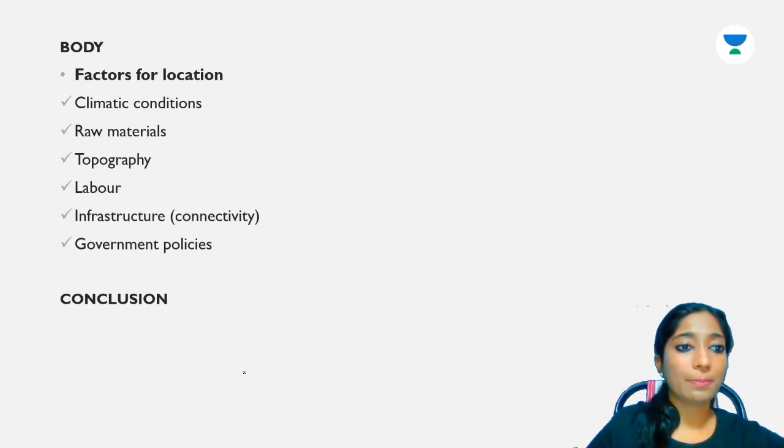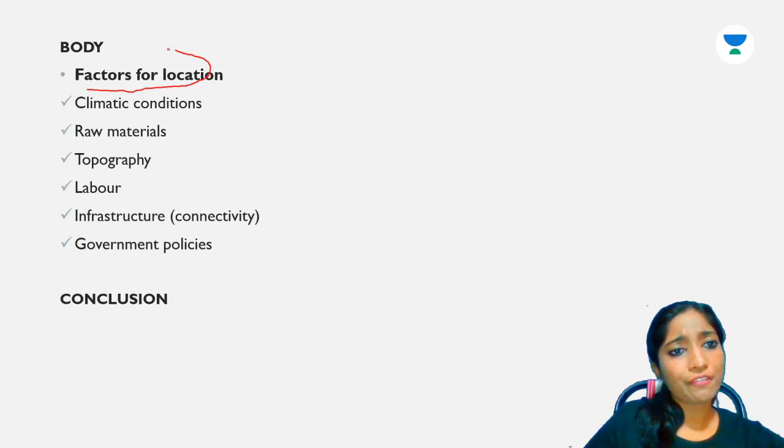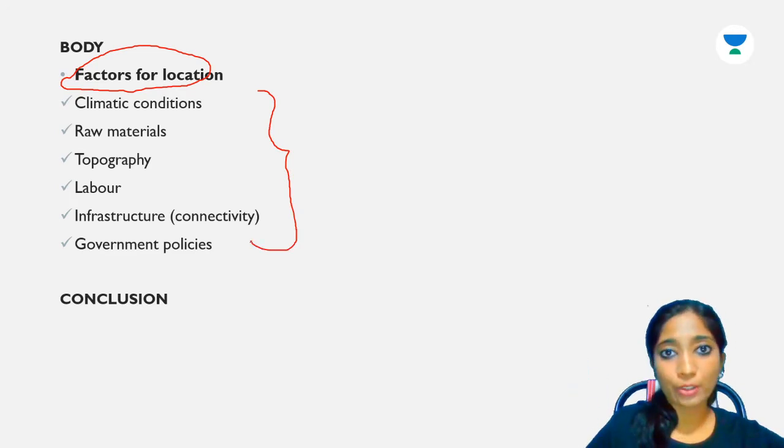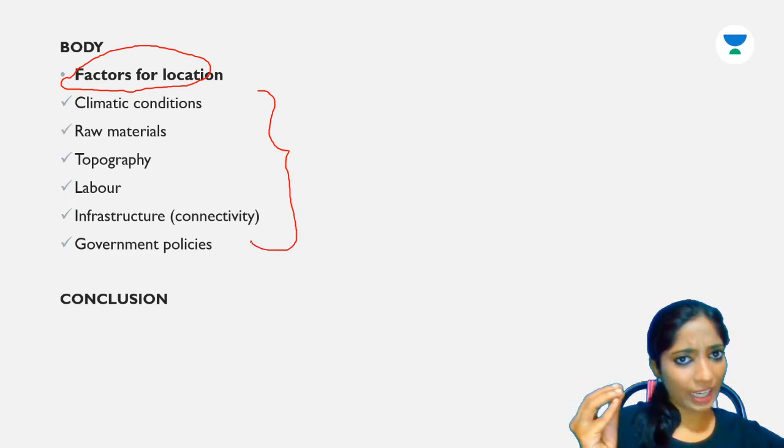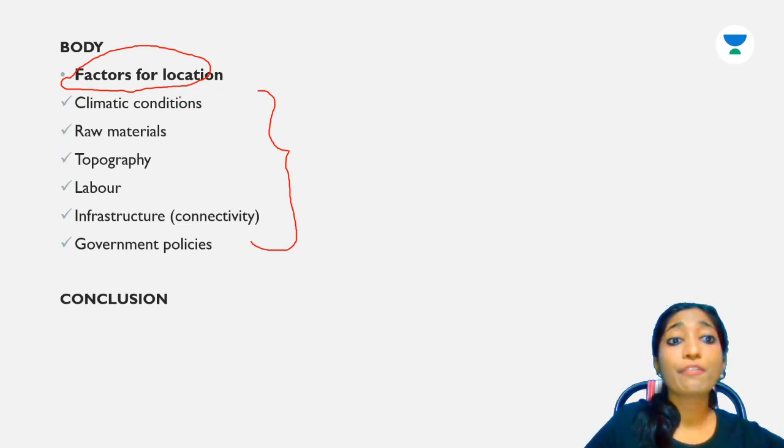Now comes the body part. They have asked about the factors for location. So generally, if factors are being asked, you need to cover all these things. Not just for agro-based industries, but for any of the questions, because in the syllabus also, there is one particular portion covering factors for location of industries in GS1. So you can talk about all these factors.